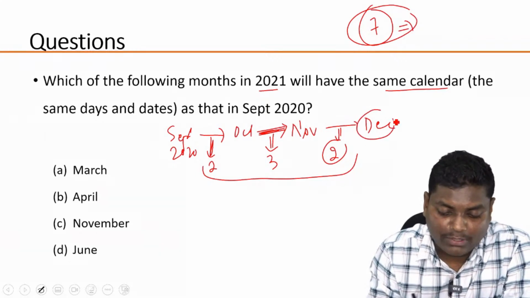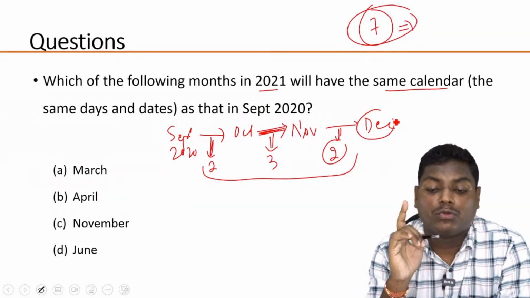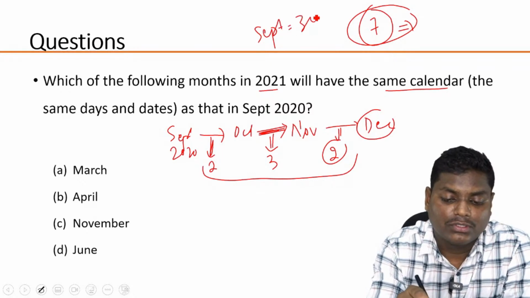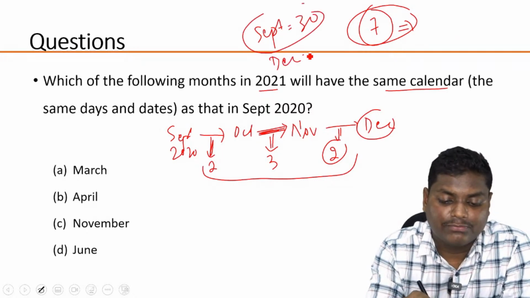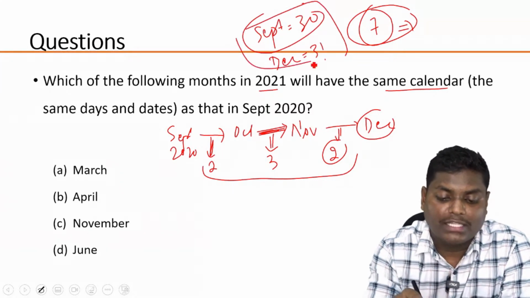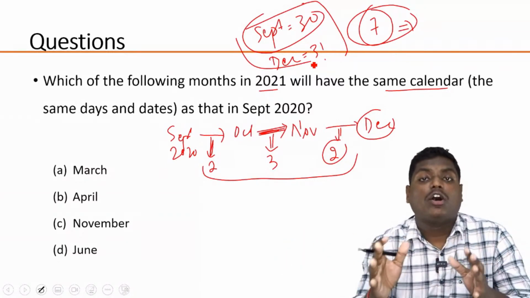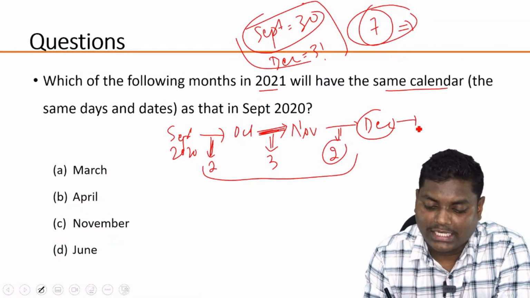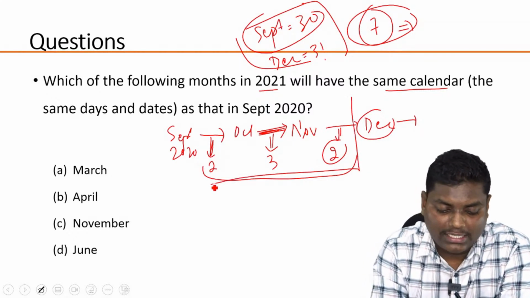Now in December, we are also getting 7. But the important thing to note here, this September is a 30 days month, but this December is 31. So this won't match. All the days of this calendar won't correlate with the September. So this is not the answer. So again, we need to continue.